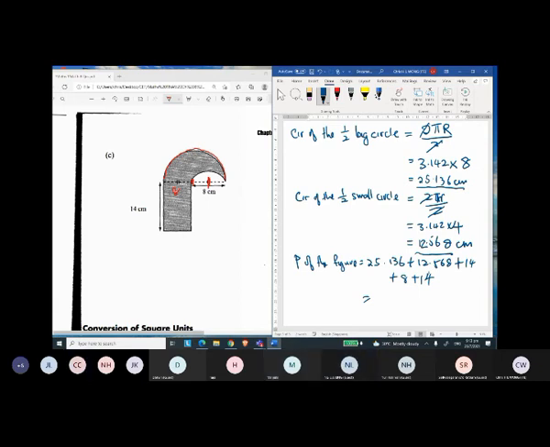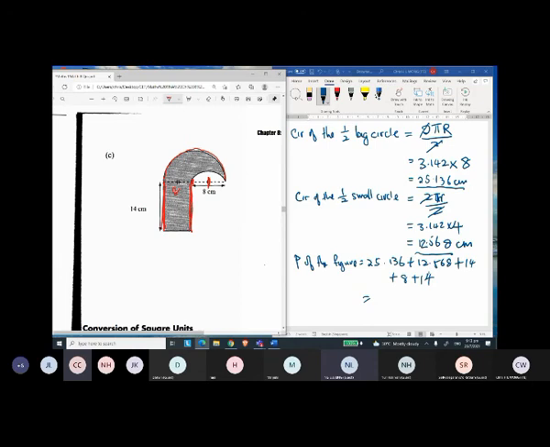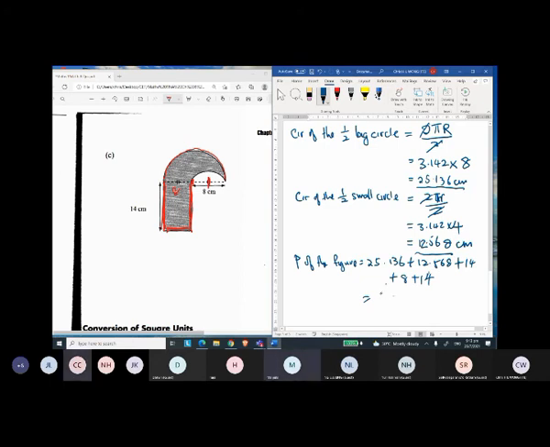So 25.136 plus 12.568 plus 14 plus 8 plus 14. Because two sides, you have one side here, one side there, and another side there. Two sides, so total 5 sides. Correct. So you have 14 plus 14. Excuse me, answer? 73.704.